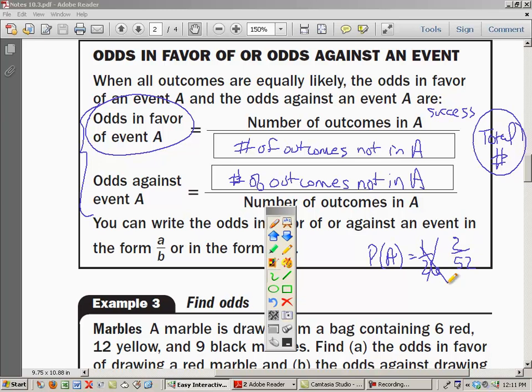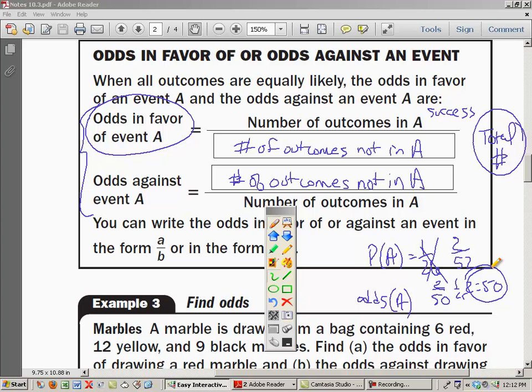So then, if we talked about the odds in favor of event A, meaning the odds of getting a red queen, they are 2 to 50. Now that can be reduced to 1 to 25, but basically the odds of getting a red queen are 2 to 50. The odds of not getting a red queen would be 50 to 2.